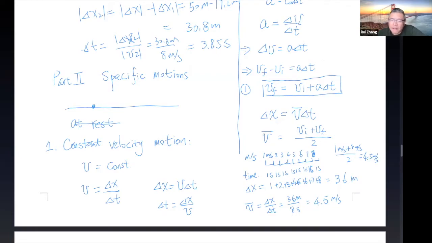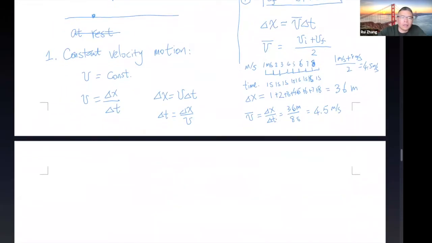I want to emphasize this only works for constant acceleration motion. It does not work for other motion in general. It's a specific property of constant acceleration motion. Now suppose you have this. How do we calculate delta x then? We would write delta x as (vi plus vf) divided by 2 times delta t. So that's our second formula here.